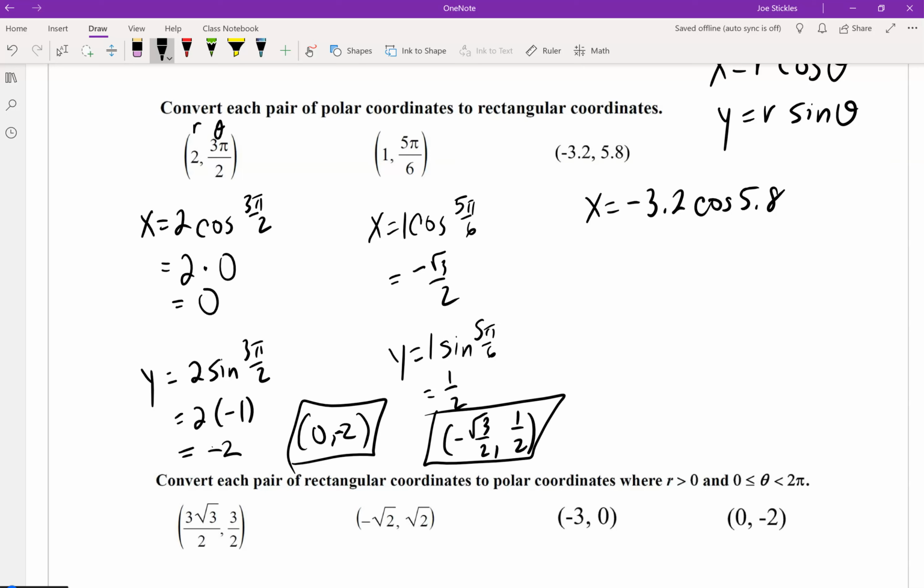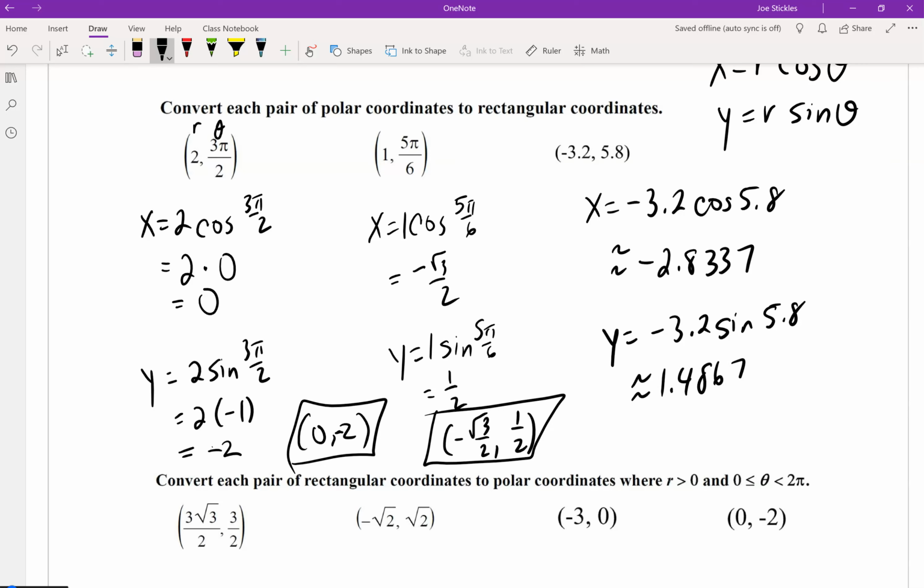So in this case, I want to take the negative 3.2 and multiply by the cosine of 5.8, and we get, looks like, negative 2.8337. Your y will be negative 3.2 sine of 5.8. So do that and get what here? It's about 1.4867. So your coordinates will be negative 2.8337 and 1.4867.